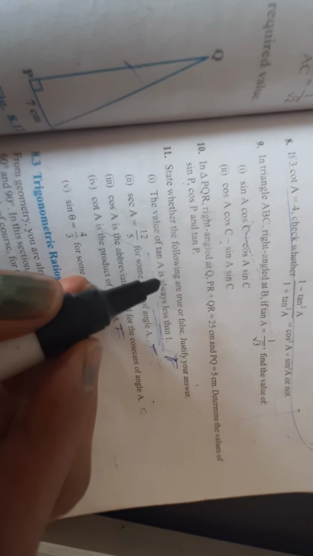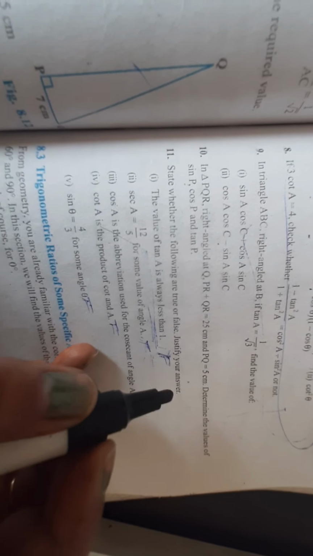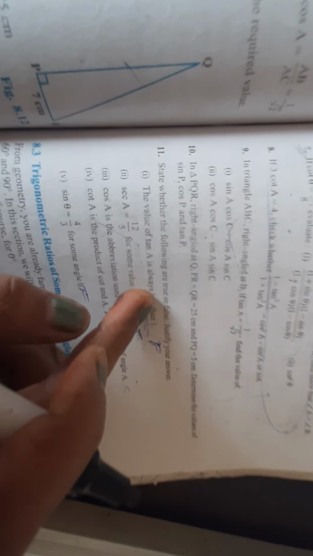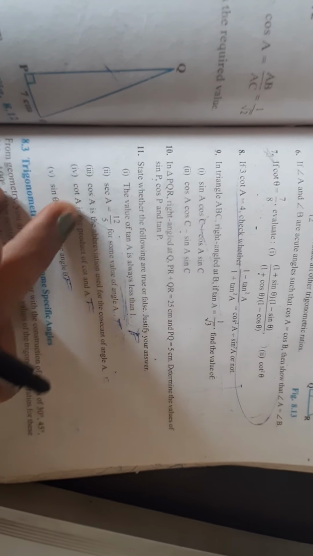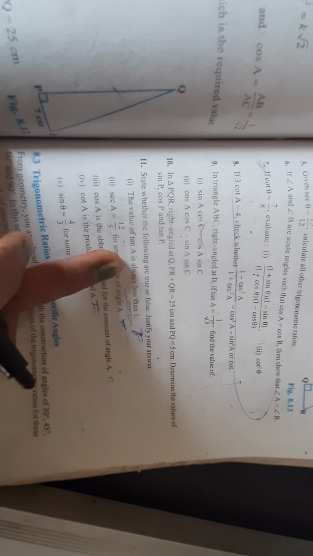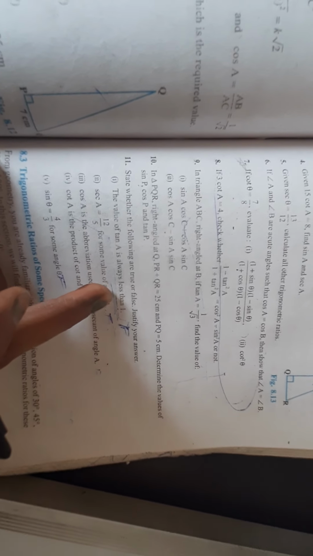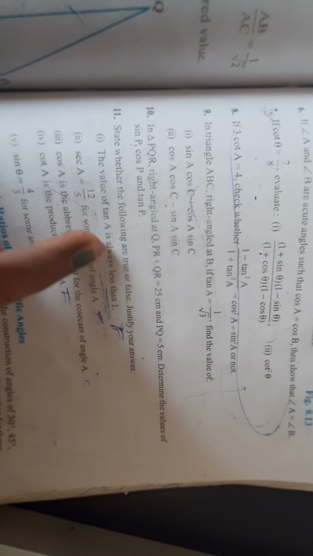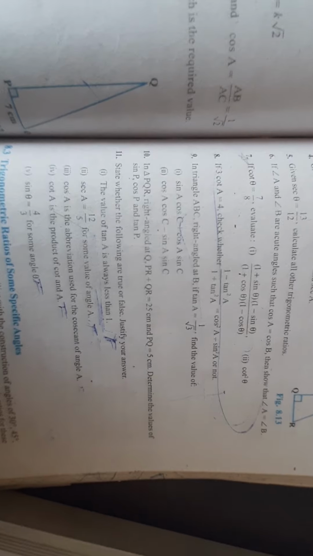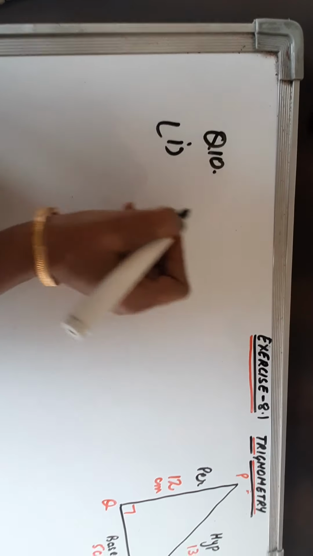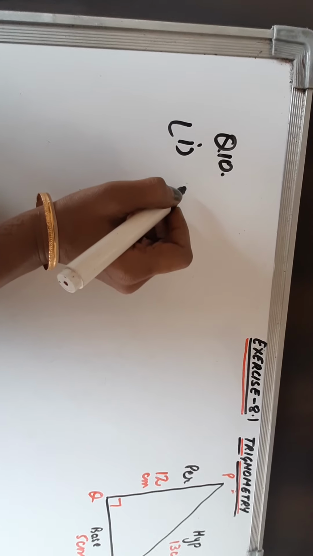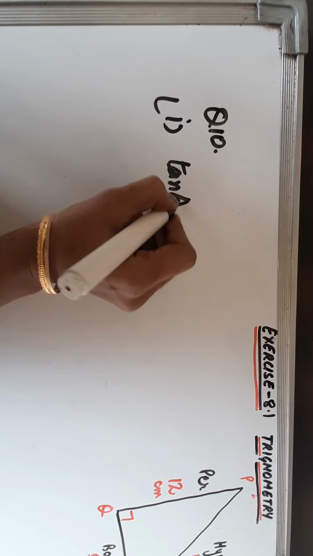So dear students, our question number 11 is, state whether the following are true or false and justify your answer. These are true, false, but can be asked as a 1-mark question. So you must know how to answer these questions. What is the reason behind their trueness or falseness? So very first part is the value of tan A is always less than 1. So let us check. What they are saying is, the value of tan A is always less than 1.